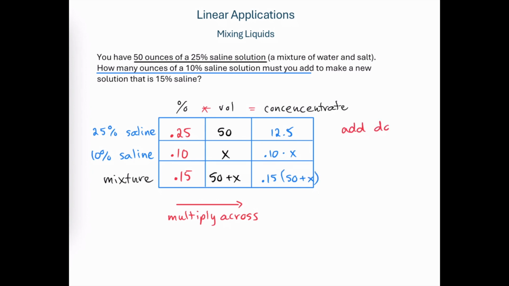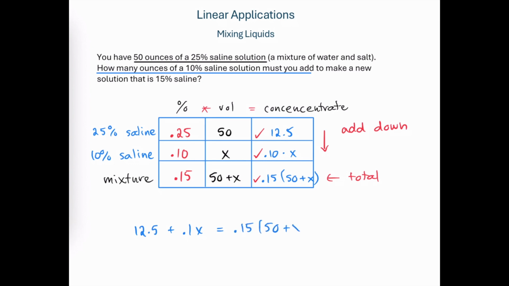In order to come up with our linear equation that we solve, we're going to add down. We add the first two rows together to come up with the total, that is the third row. Essentially what we're saying is that if we add the 12.5 ounces from the first solution to this number of ounces from the second solution, we're going to get this number of ounces of salt in the overall mixture. So we're adding 12.5 plus 0.1x, or 10% of that volume, is going to be equal to 15% of the total volume in the overall mixture. Now we have a linear equation that we can solve for x.